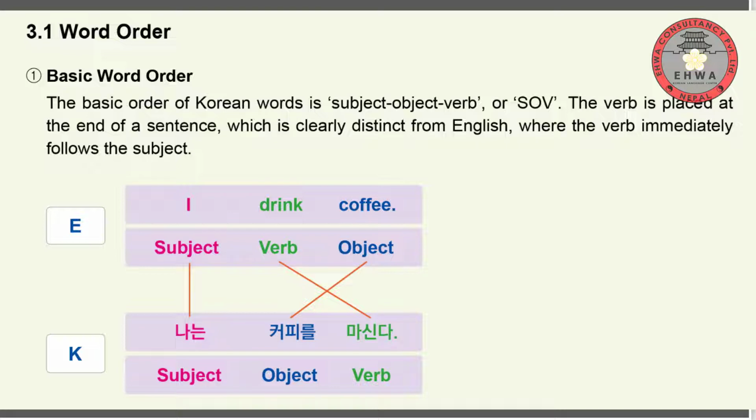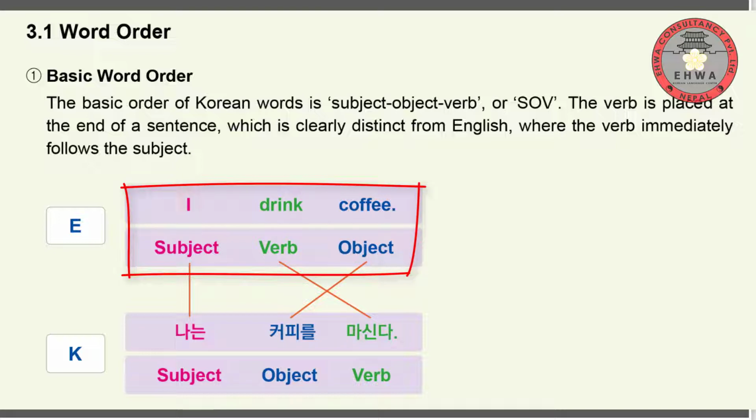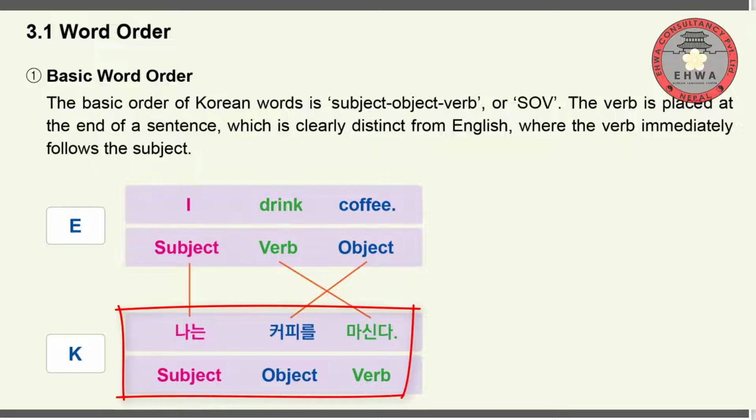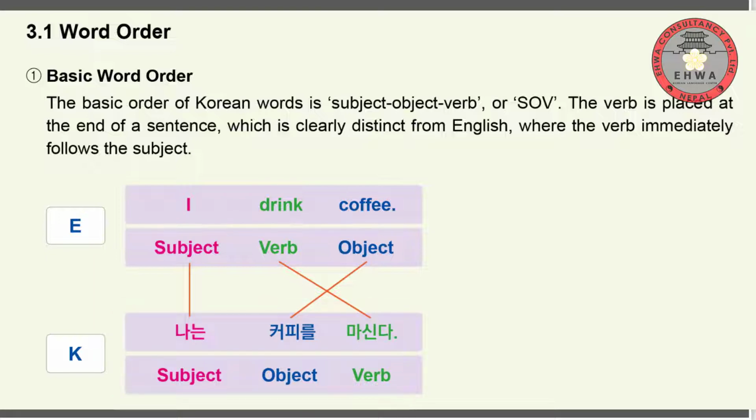English, I drink coffee. Subject, verb, object. Korean, 나는 커피를 마신다. Subject, object, verb.